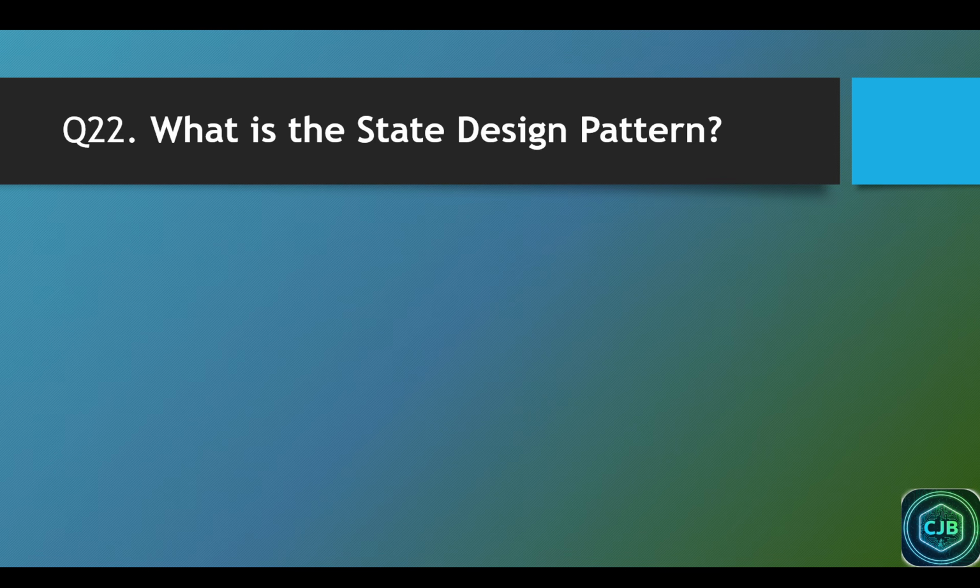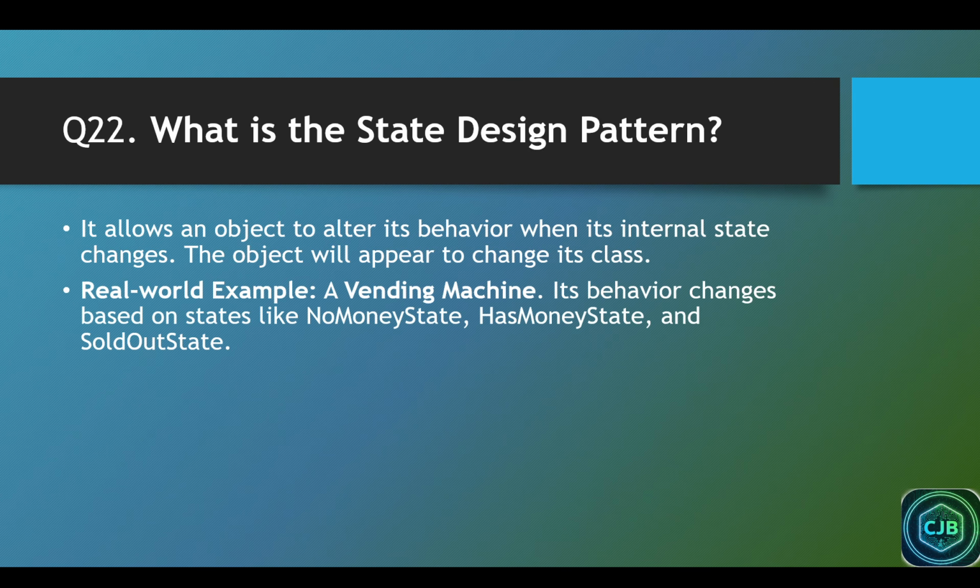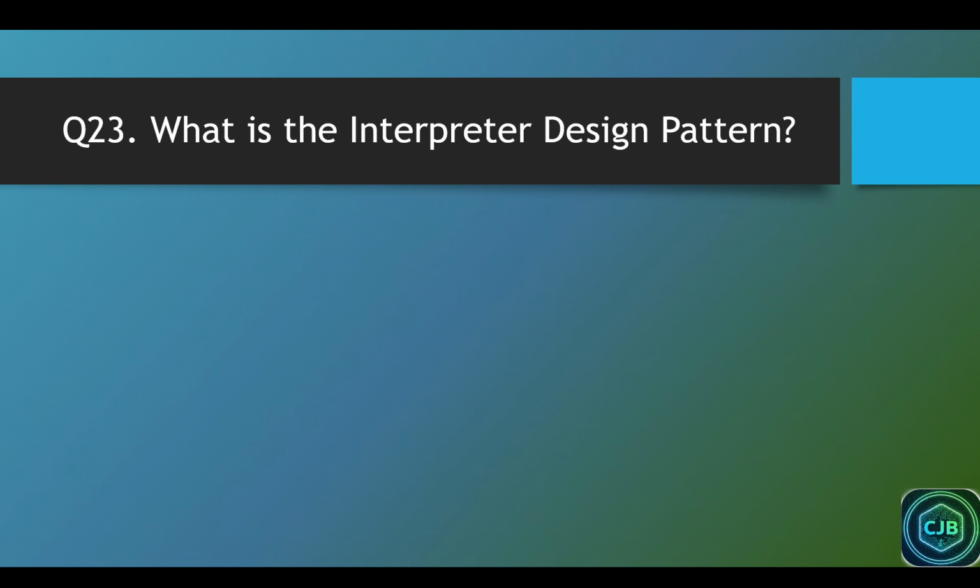What is the state design pattern? It allows an object to alter its behavior when its internal state changes. The object will appear to change its class. Real world example: a vending machine whose behavior changes based on states like no money state, has money state, and sold out state.